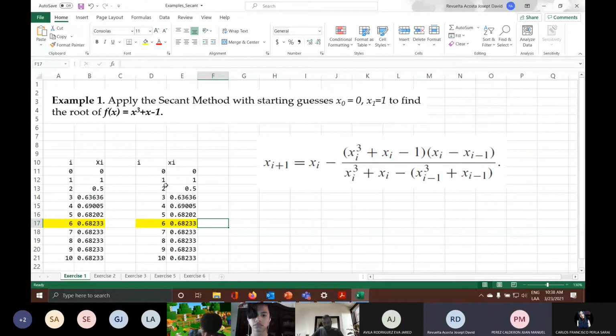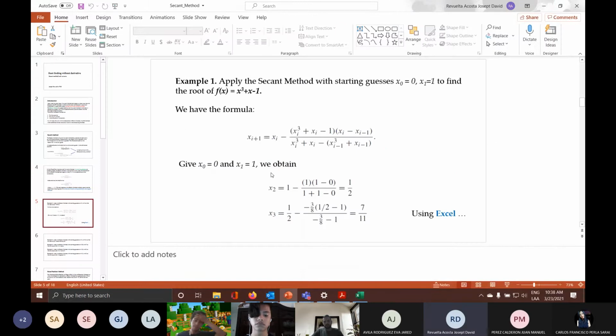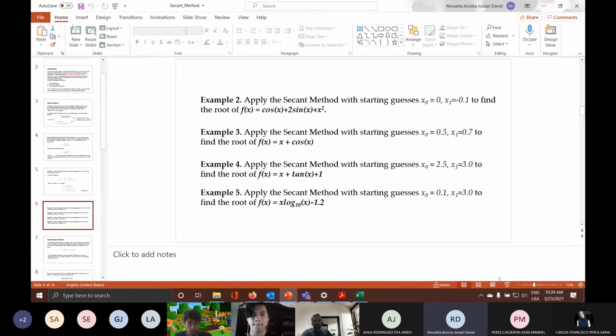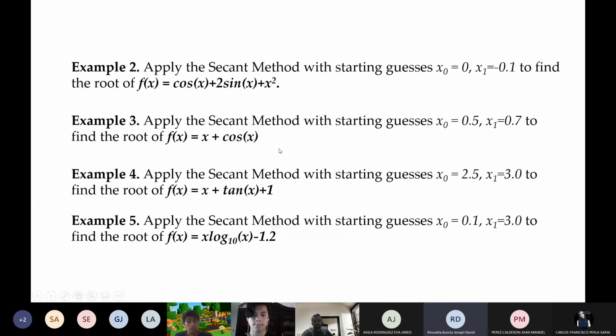Listo. Bueno, entonces ya vimos la eficiencia del método secante. So the solution in general is actually 0.68233 for this solution, okay? So, but let's practice more. So let's practice with these equations.